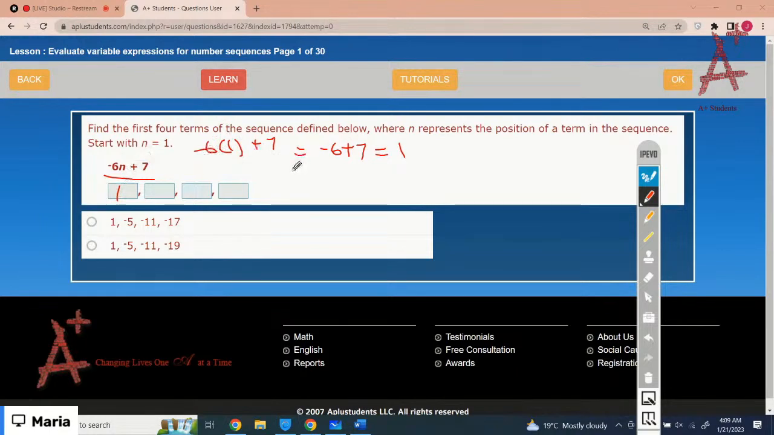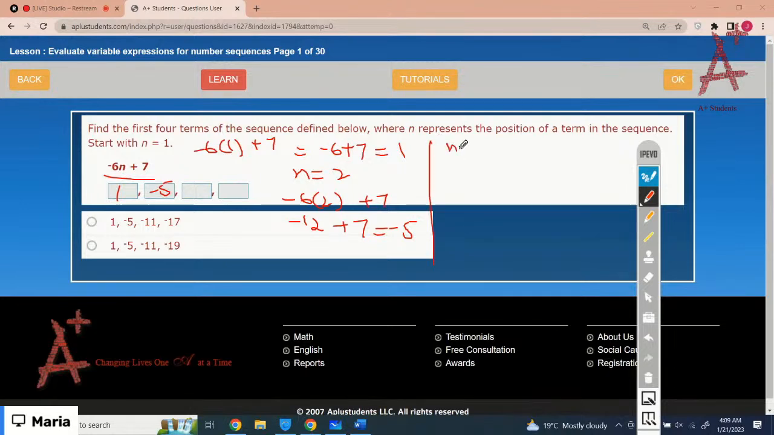Okay, now the next one is n equals 2. So just replace the n with 2. It would be negative 6 times 2 plus 7. Negative 6 times 2 is negative 12, and negative 12 plus 7 is negative 5. That means the second one is negative 5.